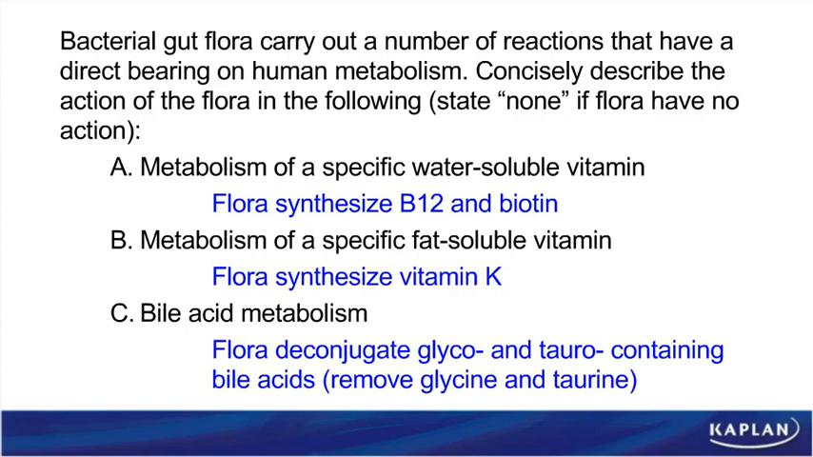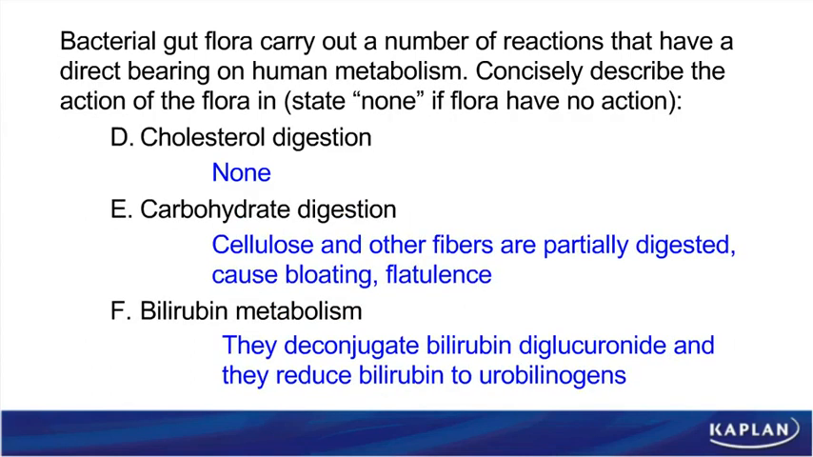C. Bile acid metabolism. The bacterial flora deconjugate glyco and taurine-containing bile acids. In other words, they remove the amino acid glycine or taurine from bile acids that are conjugated with those two amino acids. D. Cholesterol digestion. The bacteria have no effect.